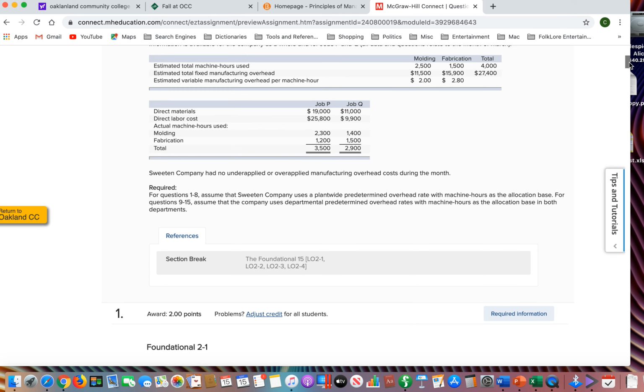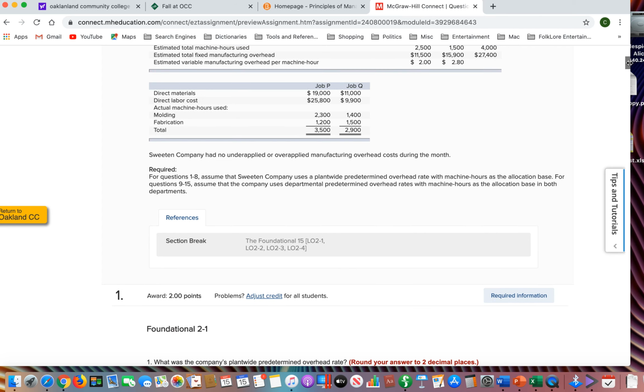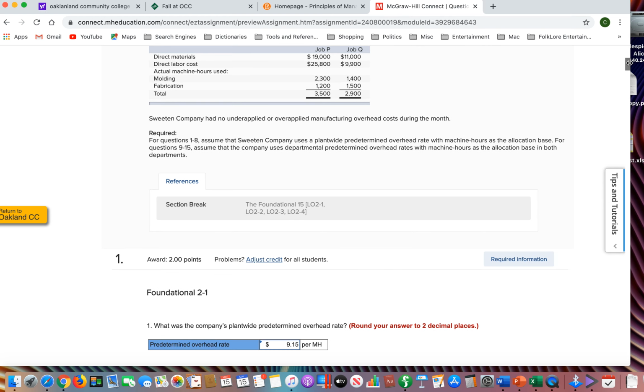Now, bear in mind that you look at the variable overhead is different for each department. $2 versus $2.80 per machine hour. So what you're going to have to do is determine them individually, add them together, and then divide by the total machine hours. And you'll come up with $9.15. Now let's look at the details of how that was done.